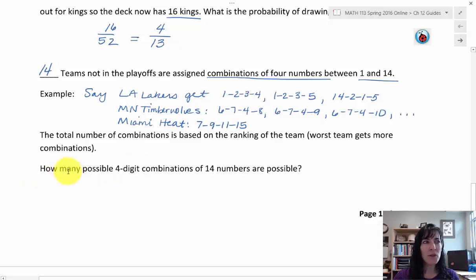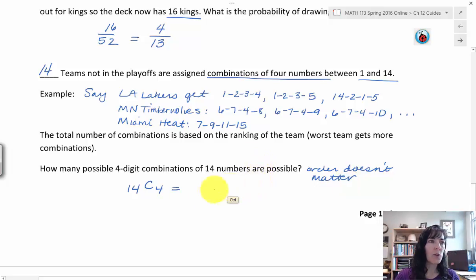All right. Then the other thing you need to figure out is how many possible 4-digit combinations of those 14 numbers are possible. And the order does not matter for these. So 1, 2, 3, 4 is the same thing as 4, 3, 2, 1 or 1, 3, 4, 2. However you want to order it, it's a set of numbers and the order isn't important. So if order doesn't matter, then we want 14 choose 4. Order doesn't matter. And if we type that in on our calculator, we get 1001. That's how many possible combinations there are.